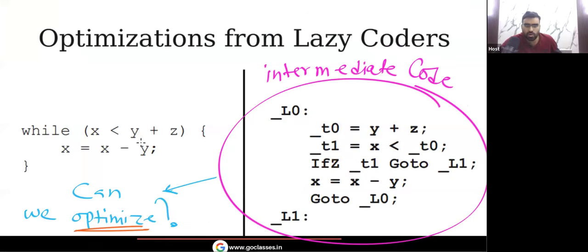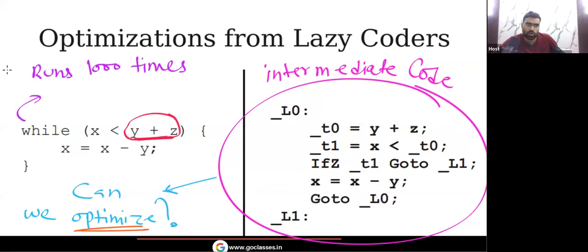See, in this intermediate code, notice one thing. Again and again, you are doing y plus z. In every loop, you are doing y plus z. Is that stupidity or not? Let's assume this loop runs 1,000 times. Then how many times will this addition happen? 1,000 times y plus z addition will happen.